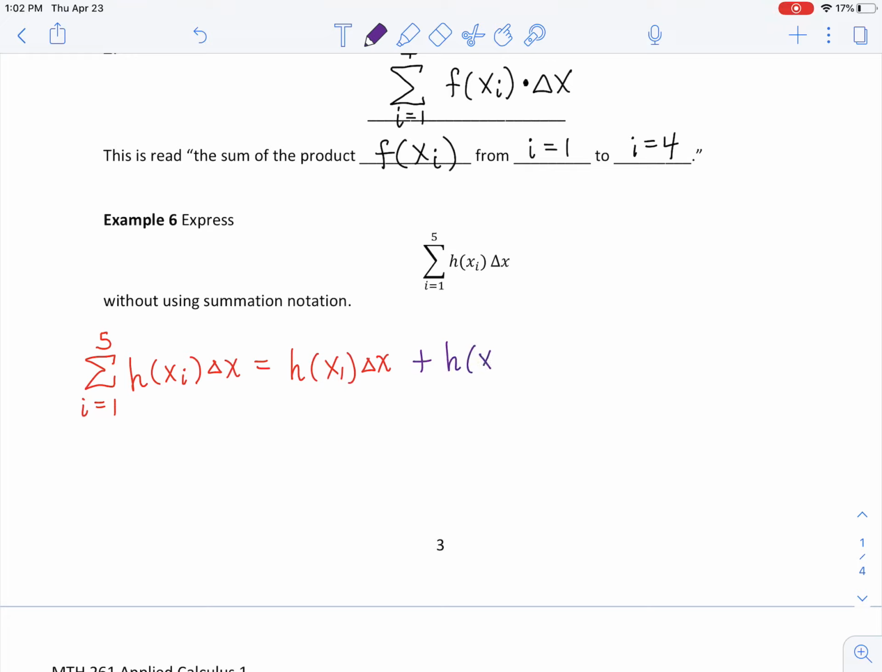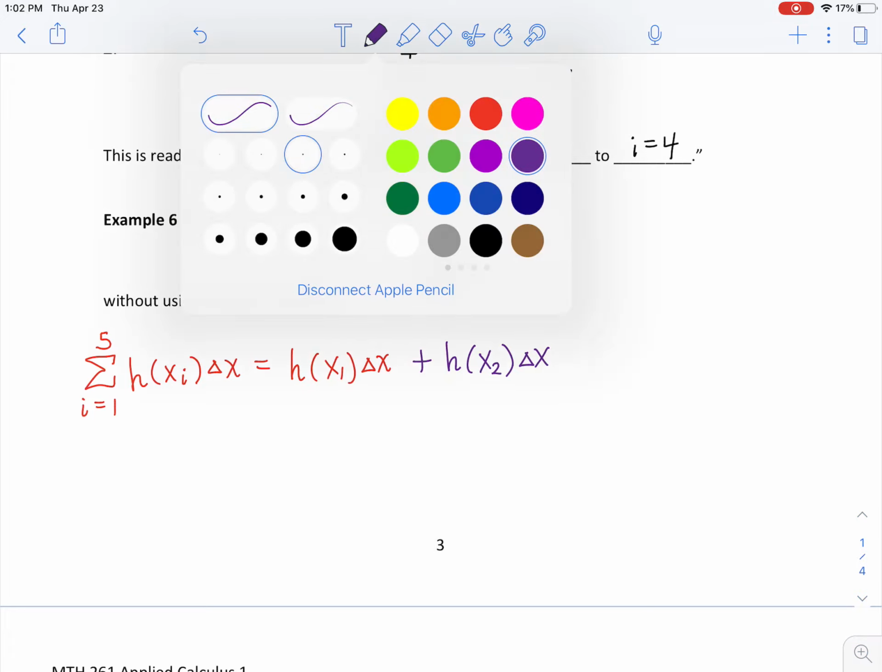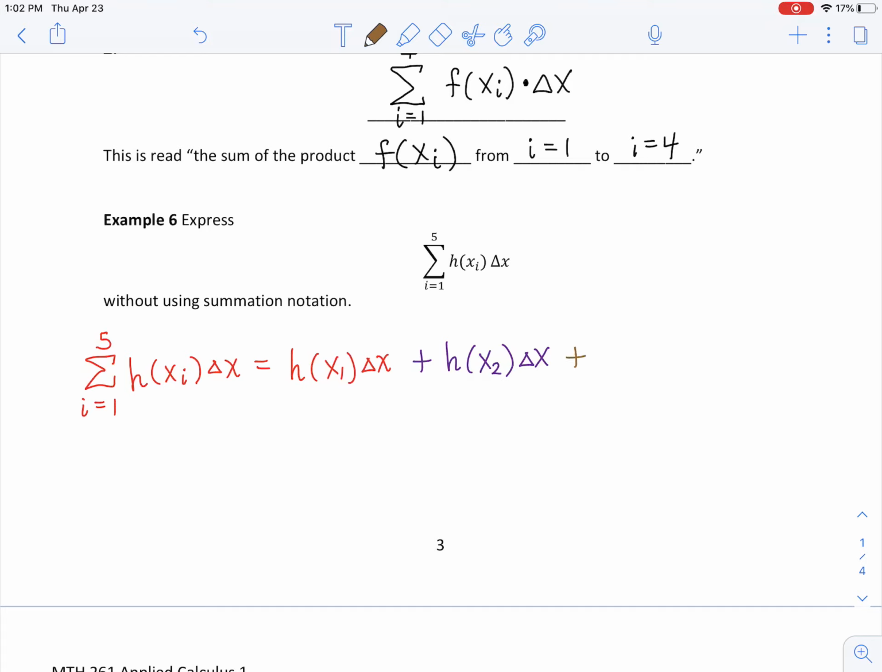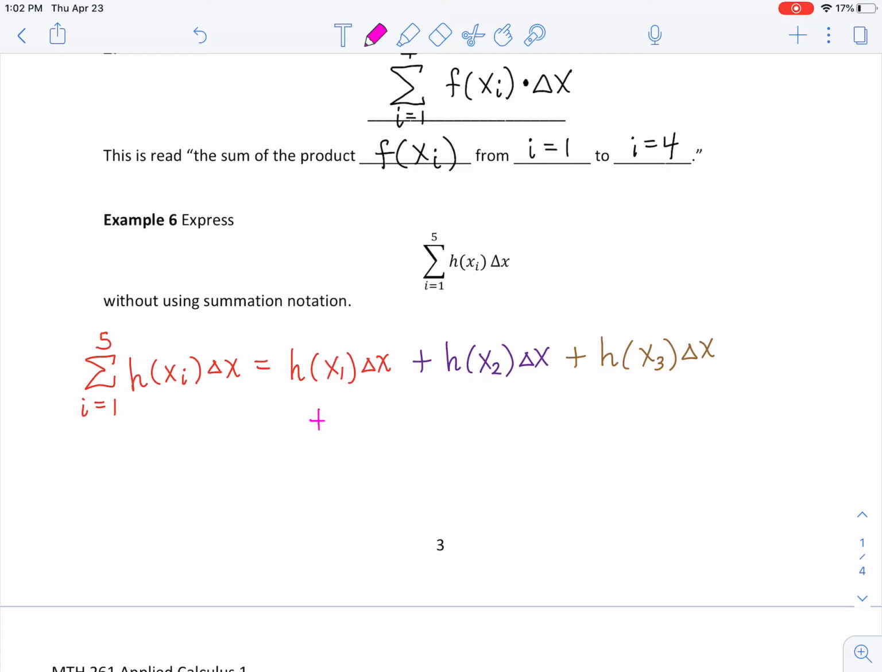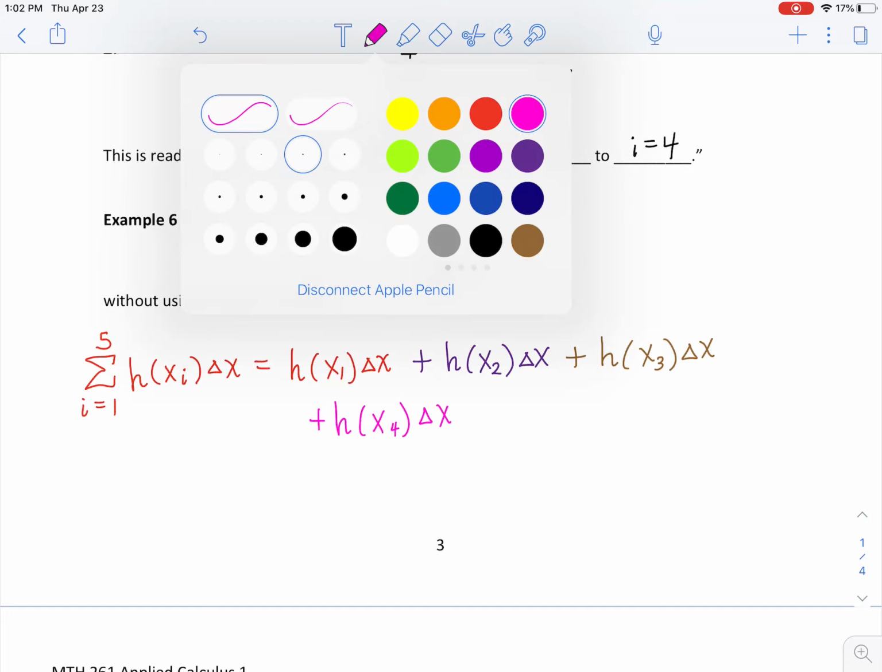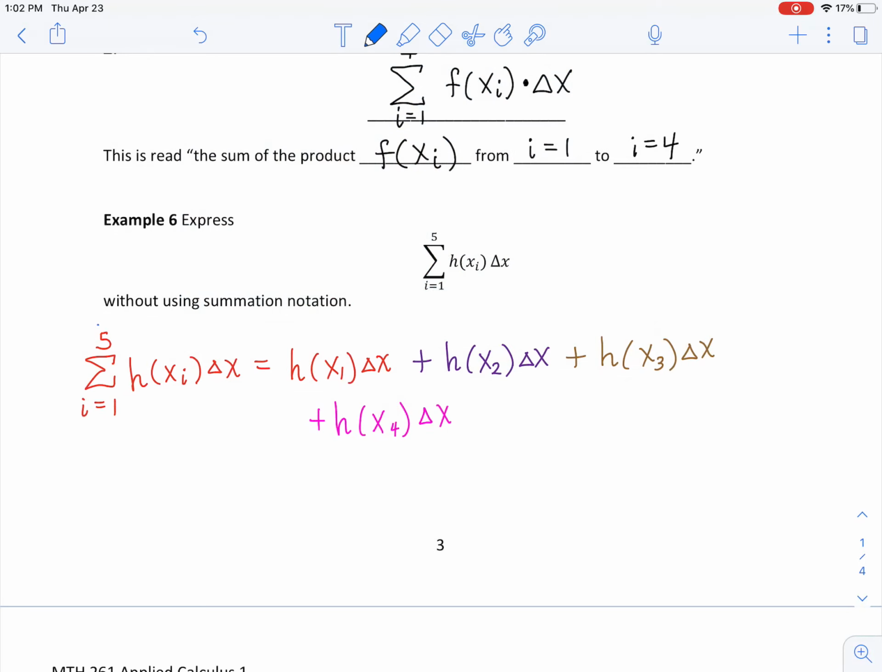So let's write the first term. Replace the I with 1. That's going to be the first term. So the first term is going to be h of x of 1 times delta x. All right, that's it. Let's see if I have 5 colors. Next one, h of x of 2 times delta x. And notice they all have delta x, so I don't need to change anything about delta x. Next one, h of x of 3 times delta x.